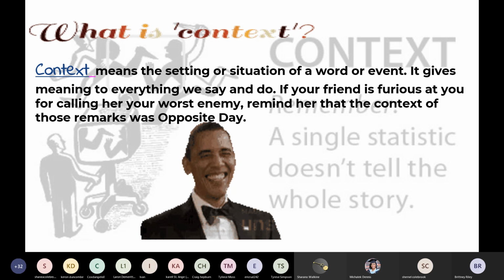Okay, so remember, context means the setting or situation of a word or event. That's very important so you can understand exactly what context clues are.